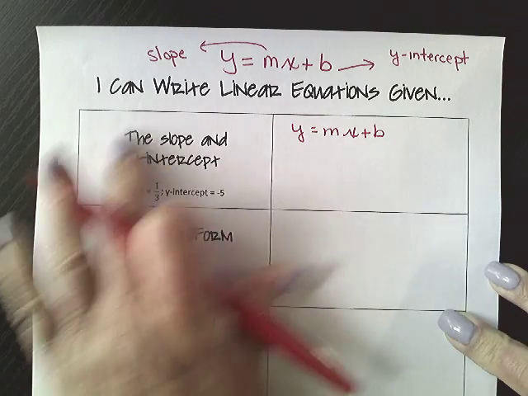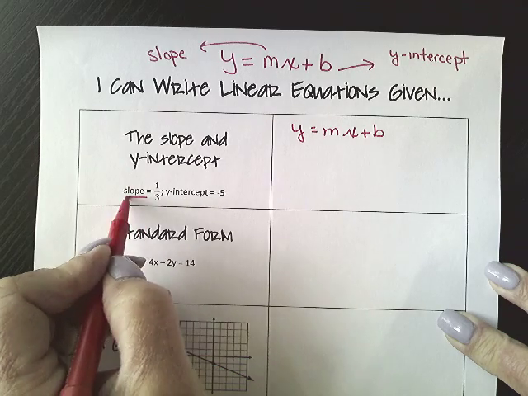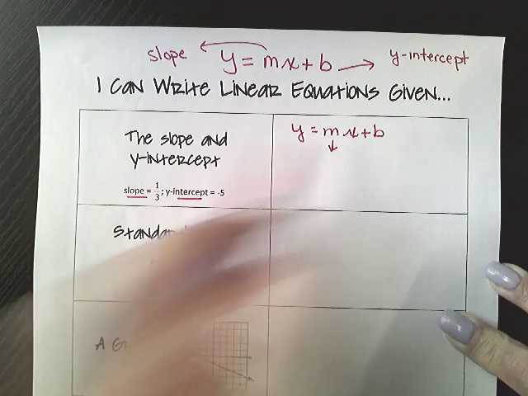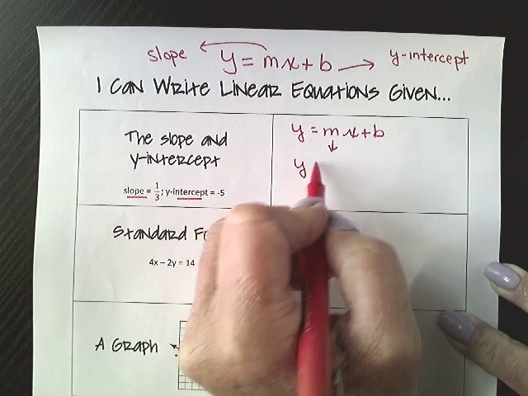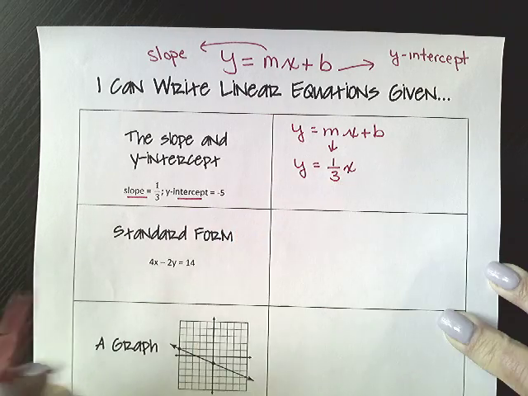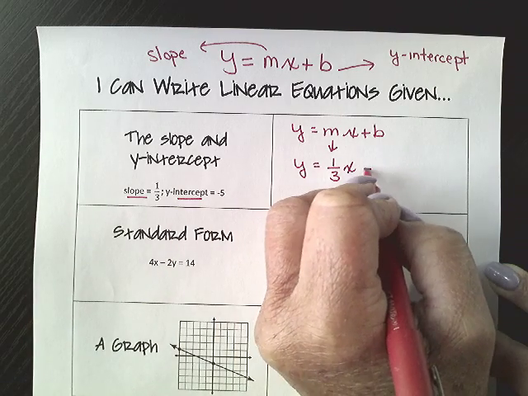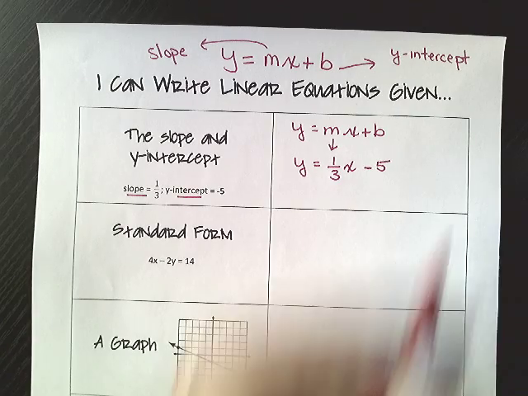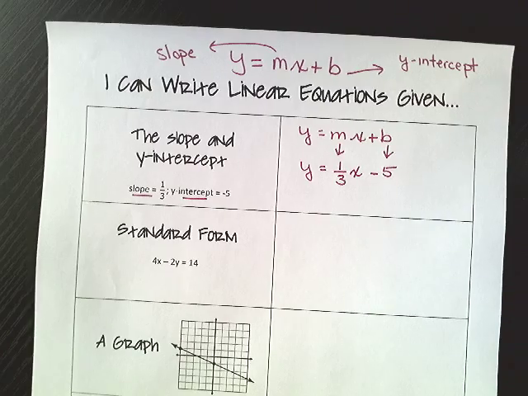Our first scenario, we are given the slope and we are given the y-intercept. So all I need to do is substitute. So my slope is 1/3, so y equals 1/3 x, and the y-intercept is -5, minus 5. Okay, that's the easiest one. They gave us both the slope and they gave us the y-intercept.